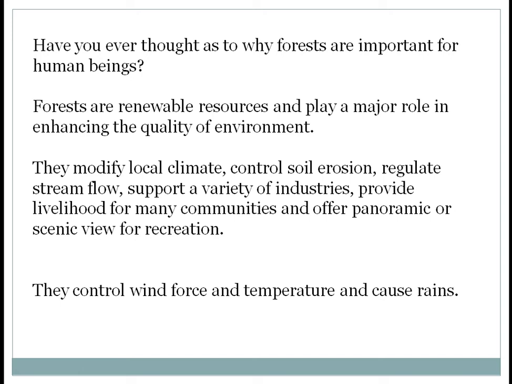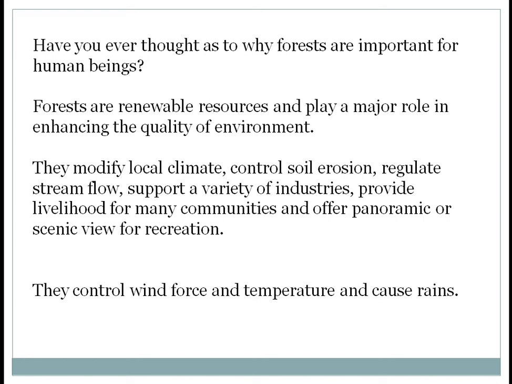First we will see that forests are renewable resources and play a major role in enhancing the quality of environment. First point this. So the third paragraph is talking about all the good things related to the forest and whatever the points the forests are helping us with. So what is the importance or the significance of forest for human beings? First, they are renewable resources and they are playing a very vital and important role in enhancing the quality of environment.